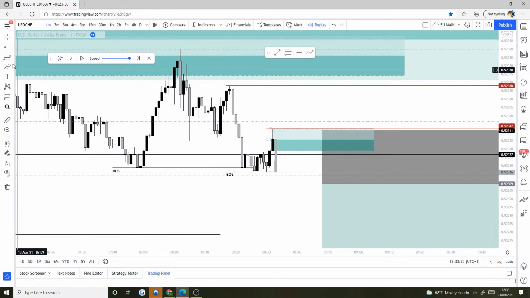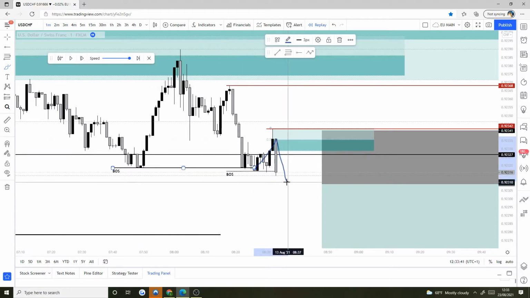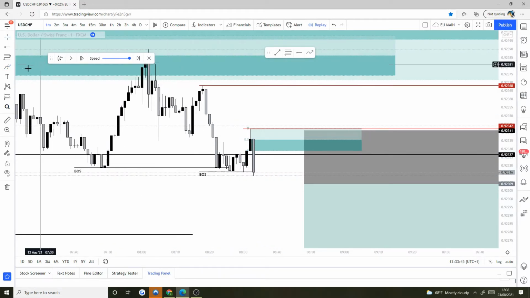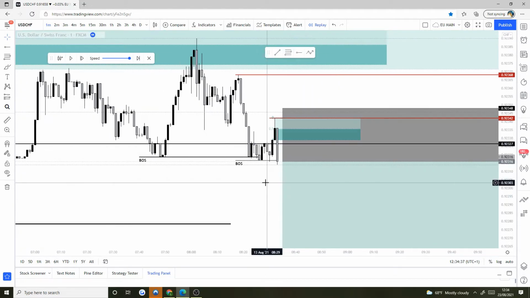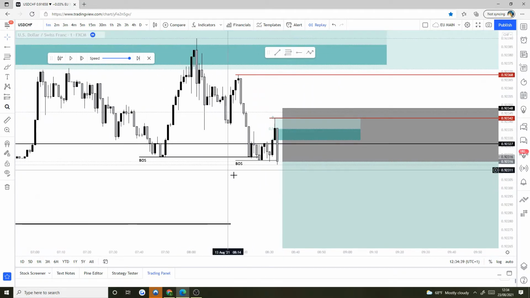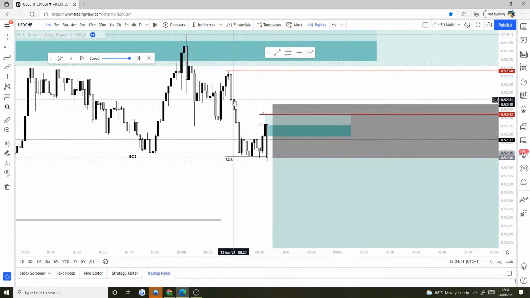But in this instance, it actually reacted just below the break of structure on the 1-minute, and then it's actually broken structure again at this point. It's also left behind a candle with an absolutely clear imbalance there. So at this point now, I was really interested in potentially taking this trade. So we've got our two breaks of structure here.